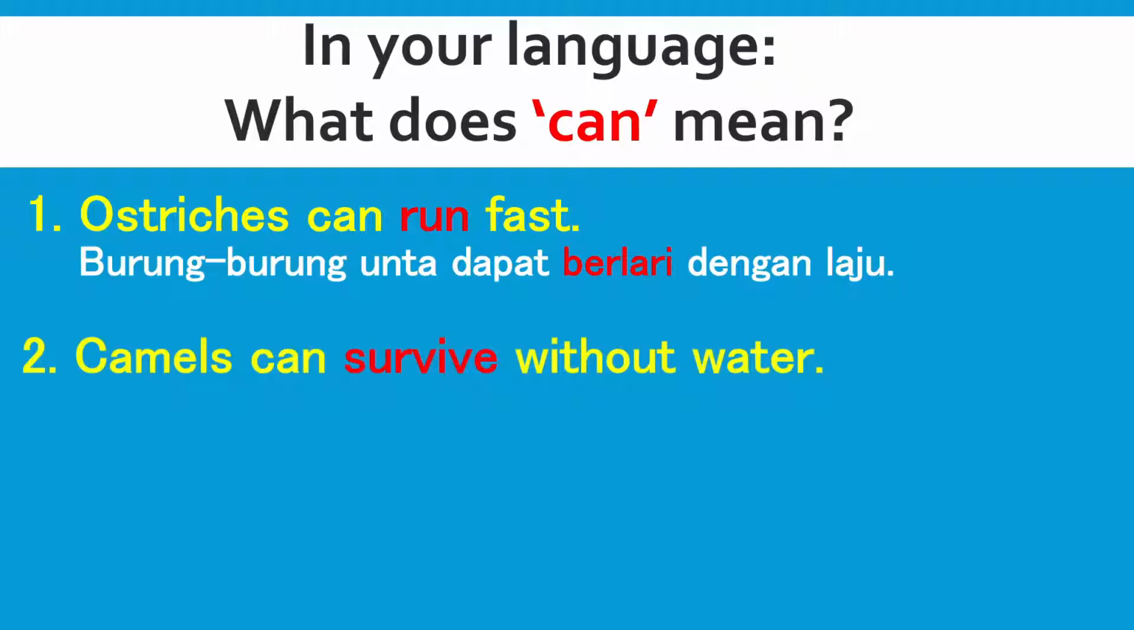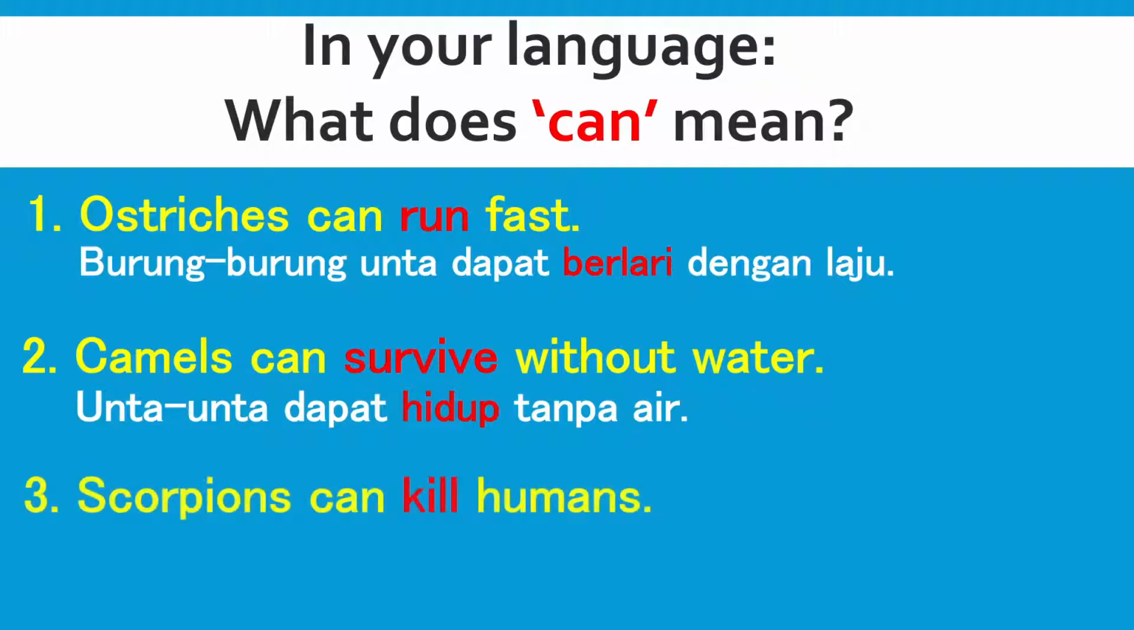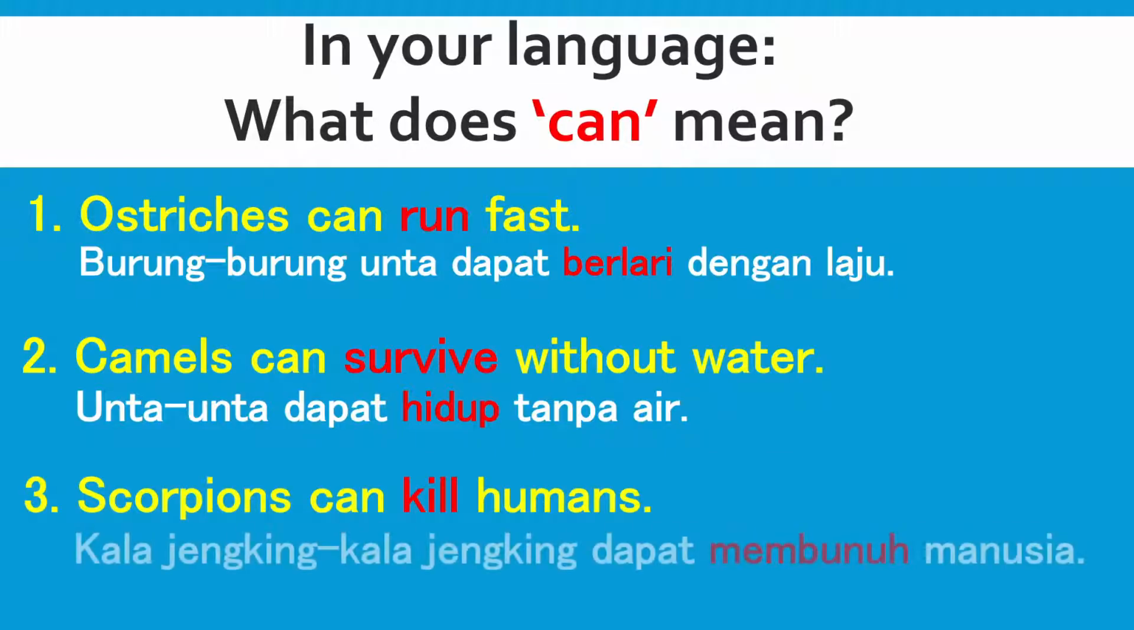Number 2, camels can survive without water. In BM, it means unta-unta dapat hidup tanpa air. Number 3, scorpions can kill humans. In BM, it means kalajengking dapat membunuh manusia. So based on these 3 answers that are already translated into BM, what does can mean?